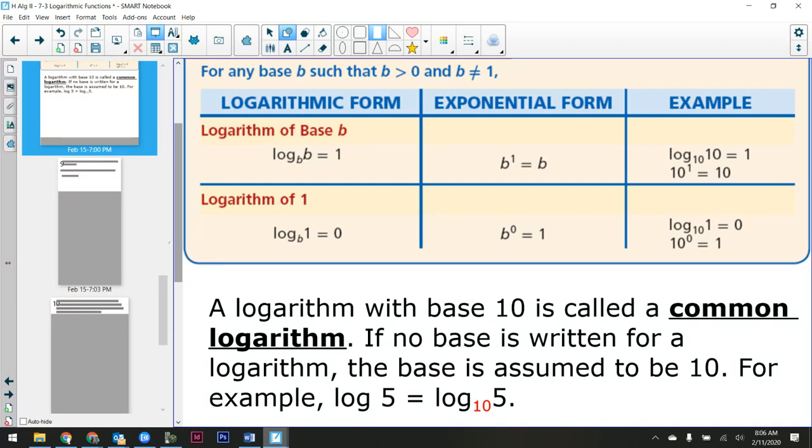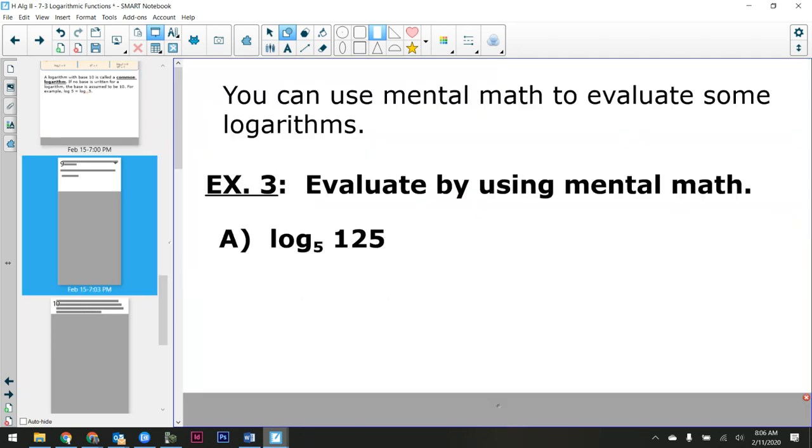So your calculators do common logarithm, which is log base 10, and it will also do natural logarithm, which we'll learn about a little bit later on.